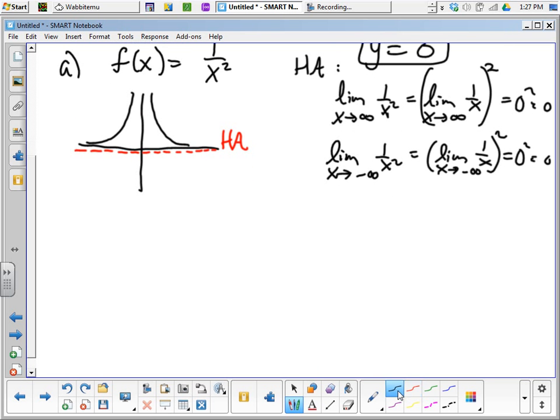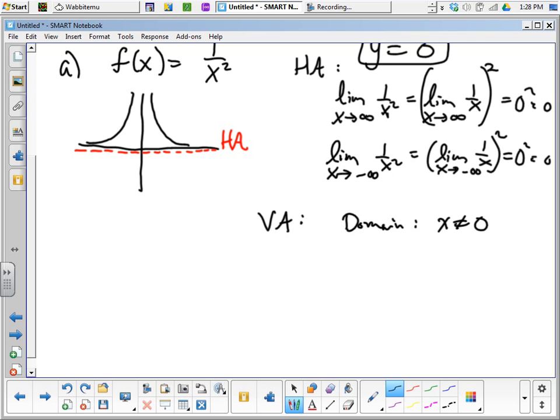So let's talk about VAs now. So first thing I always do is find the domain. What is the domain? Well, x cannot be 0. Why? Because my fraction can come out undefined. Okay, then I ask myself, are there any x squareds in the numerator that would cancel with this x squared in the denominator? Okay, so look at the numerator. What's my numerator? 1. Do you see any x squareds up there that might cancel with this x squared? No. Okay, again, x equals 0 really is a vertical asymptote.